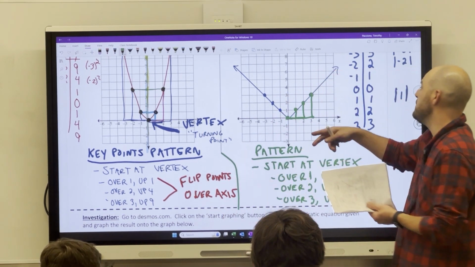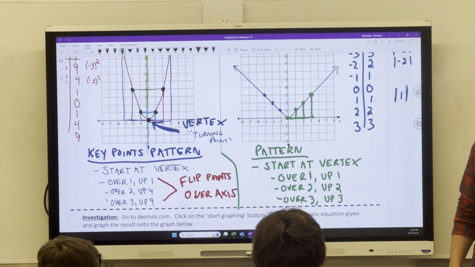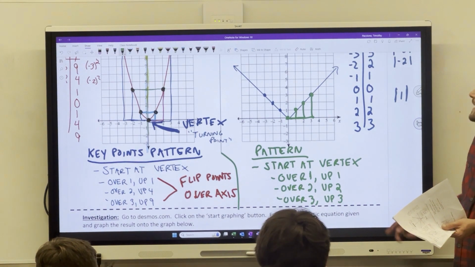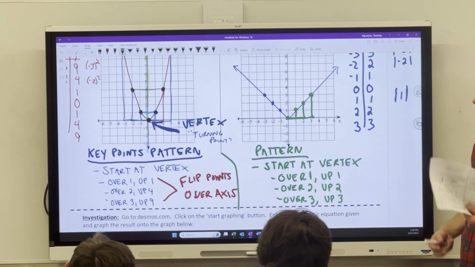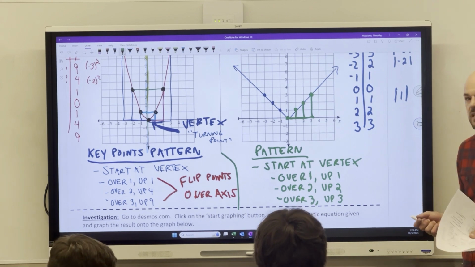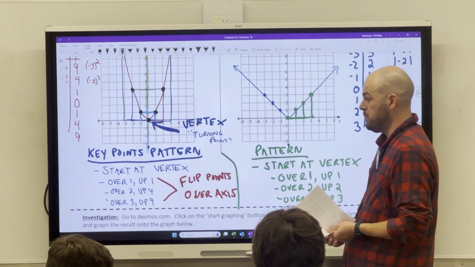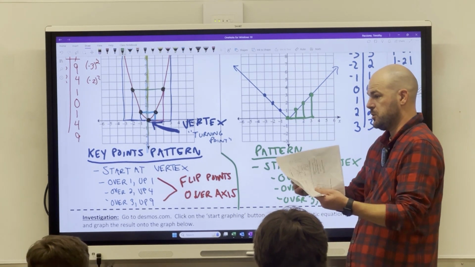Okay, and then you can keep going. You can add more points, over 4, up 4, right? So that gives us this pattern. Knowing these key points and this pattern will help us when things start to get more complicated, right? When things start to change, okay?